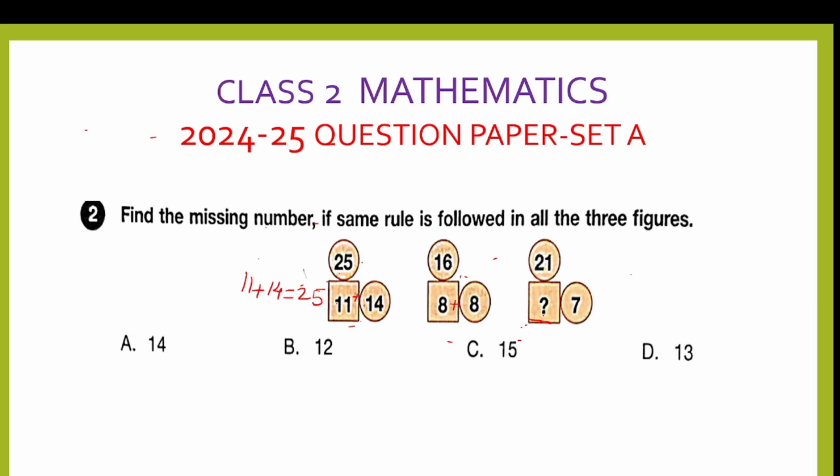So the same rule if we apply for the third figure: question mark plus 7 to get 21. So which number we have to put instead of this question mark? That is nothing but the number 14, because 14 plus 7 is 7 plus 4 is 11 and 1 carry over, 1 plus 1 is 2, that is 21. So the sum will be 21. That is the answer for this question mark, 14. Therefore, option A is the correct answer of the given question.